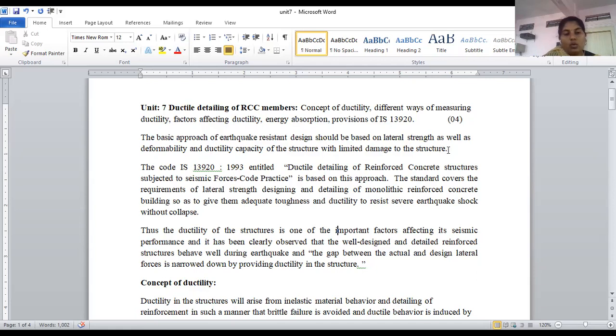The code IS 13920 1993, entitled ductile detailing of reinforced concrete structures subjected to seismic forces, code of practice, is based on this approach.